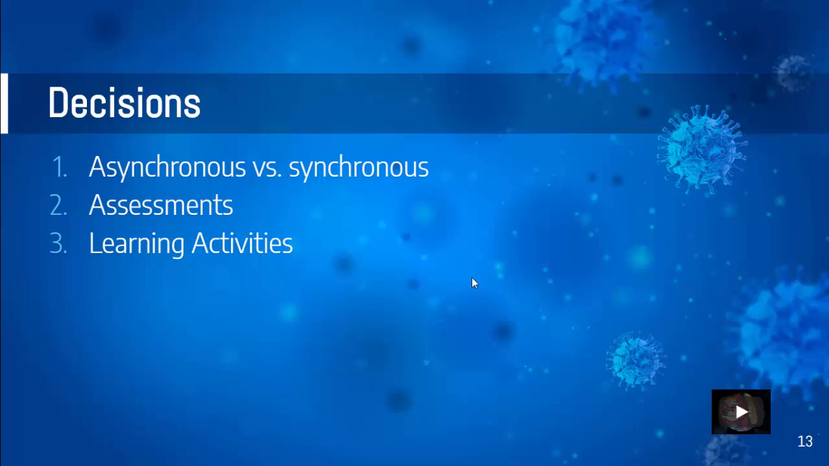Once you make that decision, then the next question is, based on my learning outcomes, what are the assessments that I'm going to have to give? What are the things that students are going to demonstrate to me that they have met the learning outcomes? And then from there, what are the learning activities that will assist them as they do that?